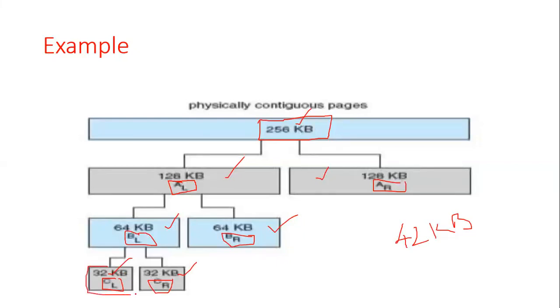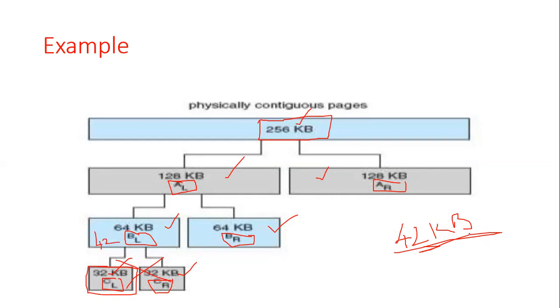But 32 KB will not be sufficient to allocate a 42 KB file. In this case, what happened? We have to allocate with this 64. So this division is not required. We will allocate 42 KB here and the rest will be free.